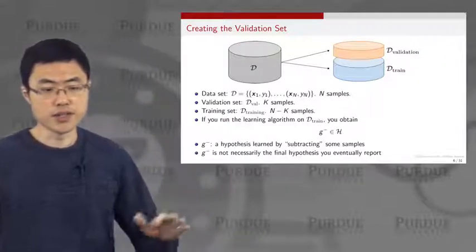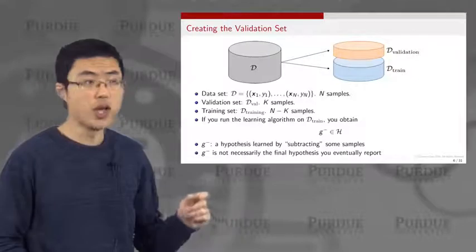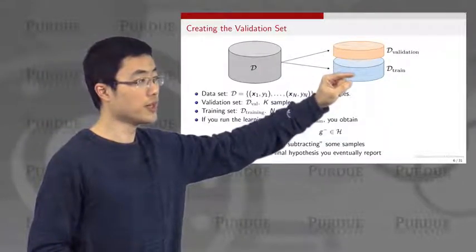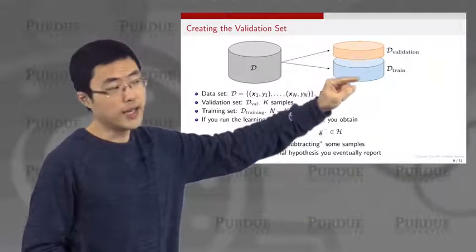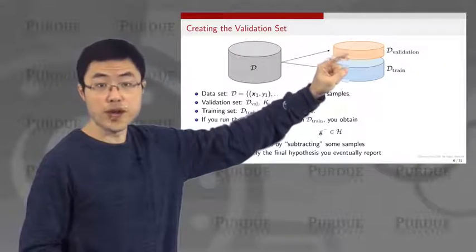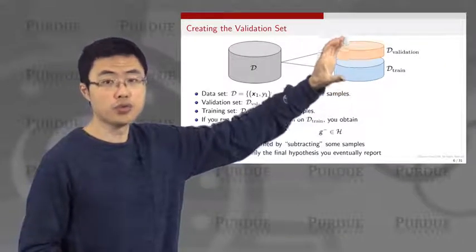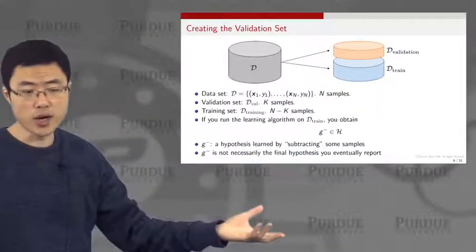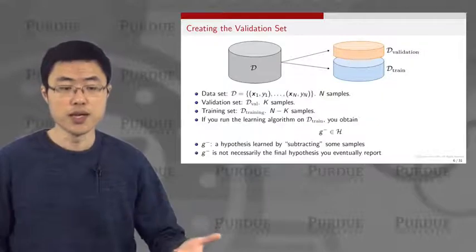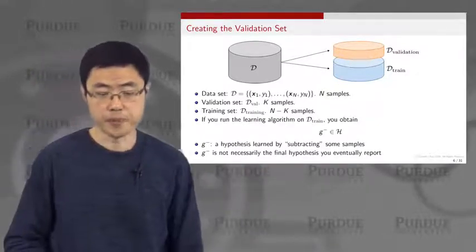And G minus is not necessarily the same as the final hypothesis that you will eventually use. What do I mean by that? Well, you use the training data set here, you train, and then you get G minus, and then you use validation to choose the parameter. Afterwards, you can combine the two together, retrain, and return that as your final hypothesis. This will help you recycle the data. You're not going to waste the data.